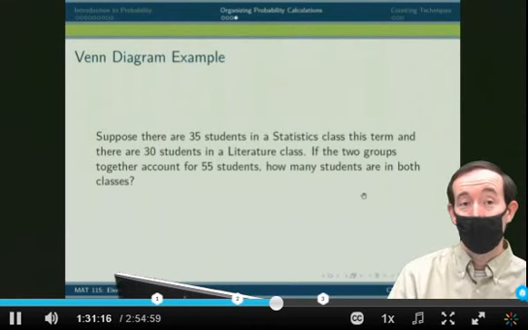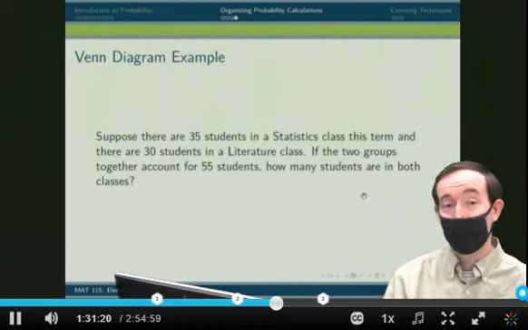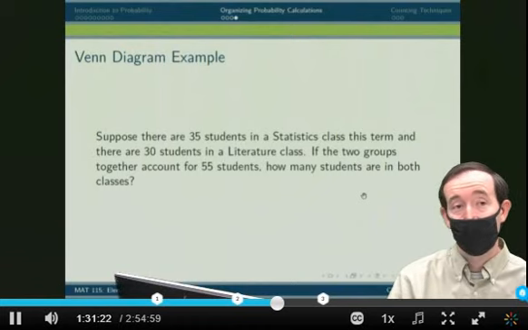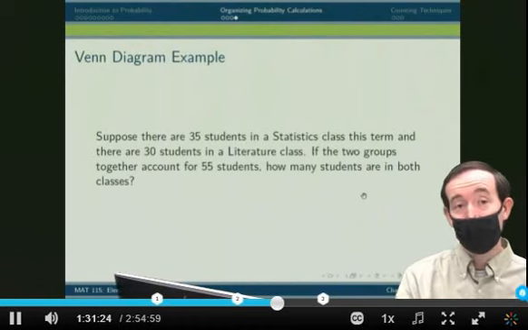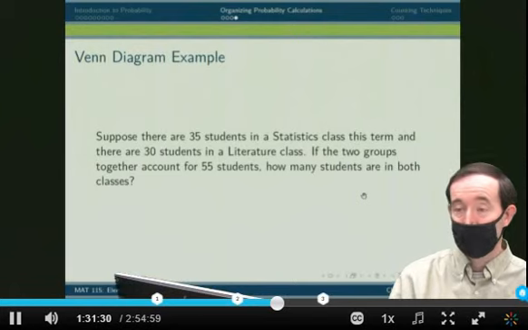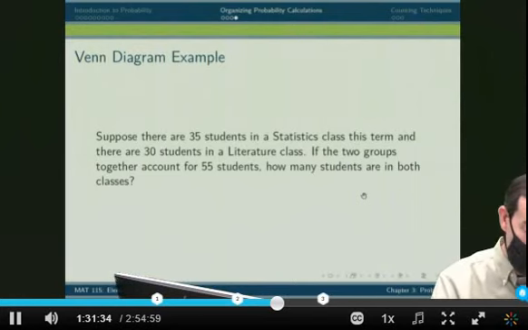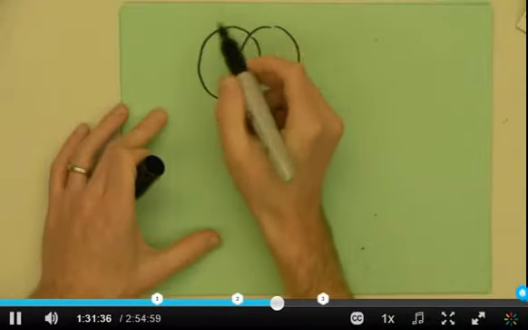Specifically, there are some students in both classes. I don't know how many, but we can figure that out with a Venn diagram. And there are some students in one class but not the other, in both directions. So how do I figure out which is which? Well, here's what I'm going to do. I'm going to draw a Venn diagram.